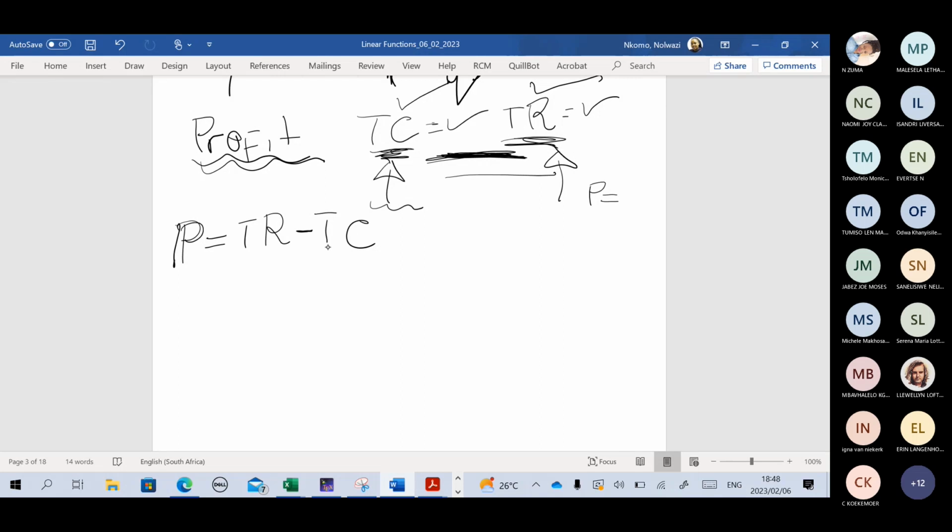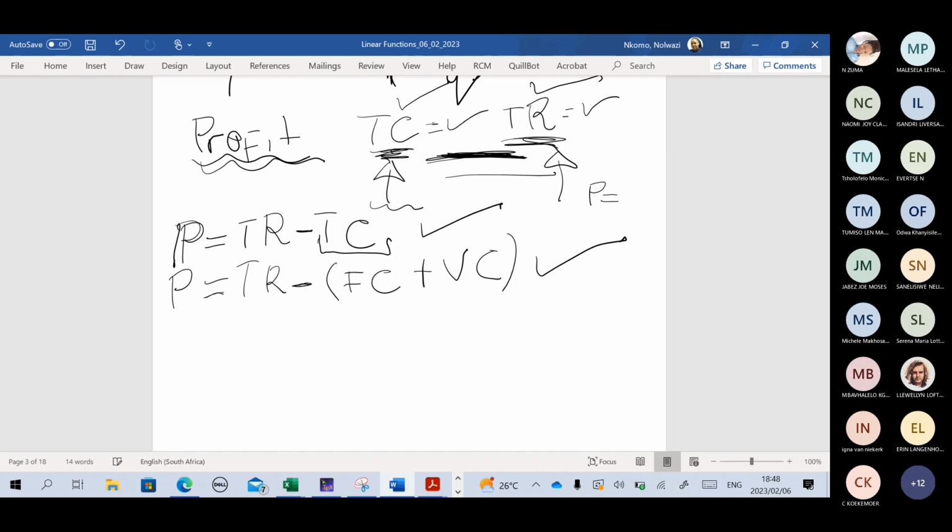And remember, the total cost is equal to the fixed cost plus the variable cost. So this means we can again write the profit as the total revenue minus the fixed cost plus the variable cost. Either you use this or this to represent the profits, but you still get the same thing, because remember, this is equivalent to this, right?